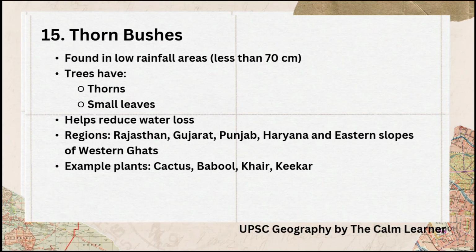The next ones are the thorn forests. Thorn forests grow in areas of very low rainfall. Plants have thorns and small leaves to reduce water loss. Thorn forests are adapted to arid and semi-arid conditions. They represent ecological adaptation to water scarcity. They are found in Rajasthan, Gujarat, and parts of Deccan Plateau, especially the eastern slopes of Western Ghats. Examples of plants which are found in thorn forests would be cactus, babool, khair, kikar.